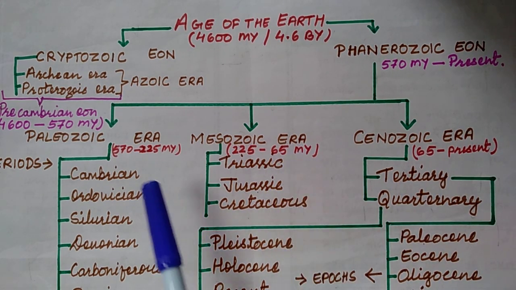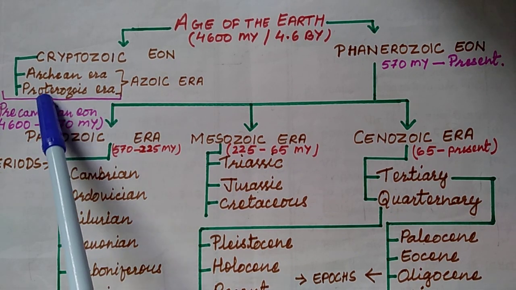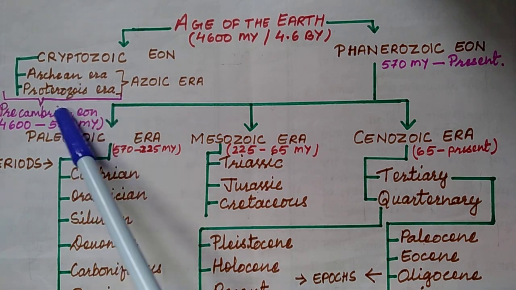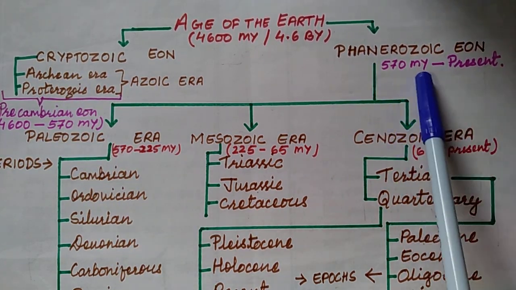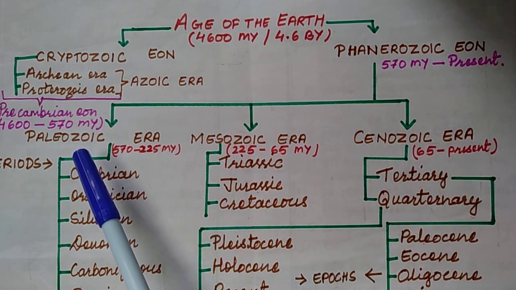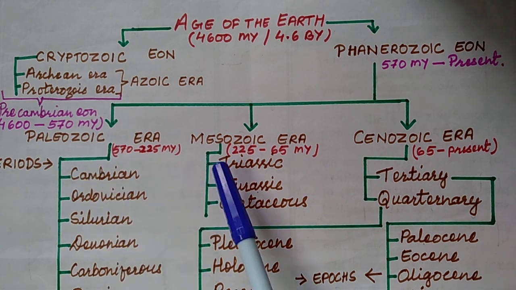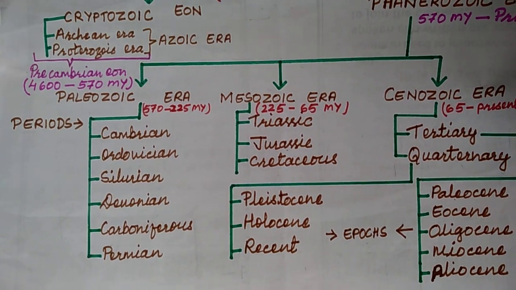So you can see the Cryptozoic eon or Precambrian eon covers almost 80% of the age of the earth. The Phanerozoic eon covers only a small part. The Phanerozoic eon is divided into three eras: Paleozoic era, Mesozoic era and Cenozoic era. Now these eras are divided into periods.